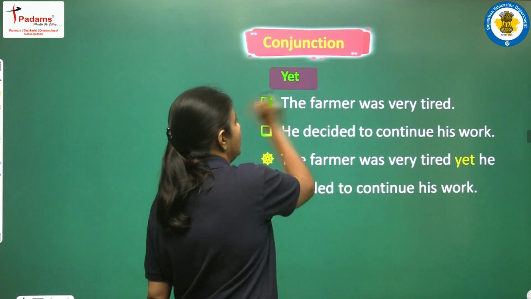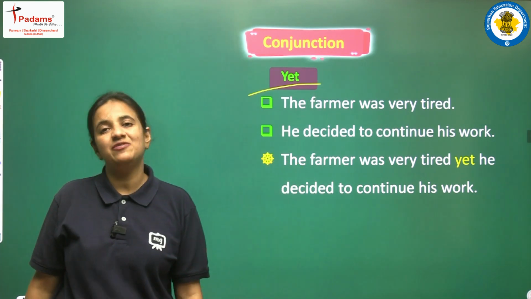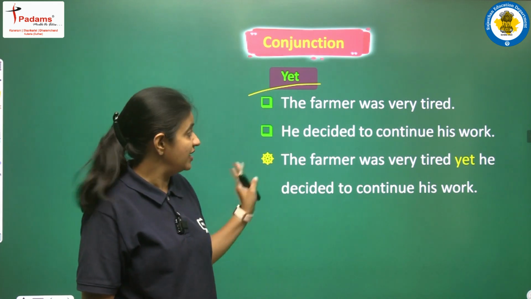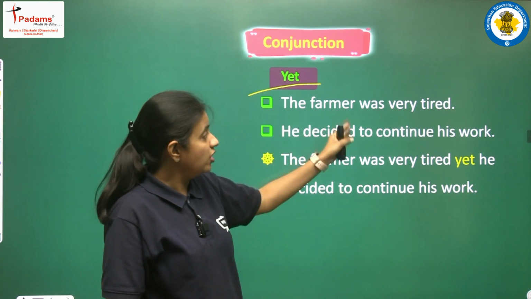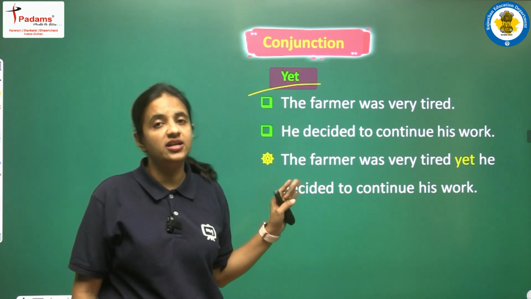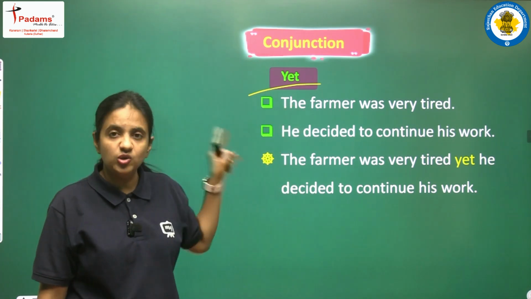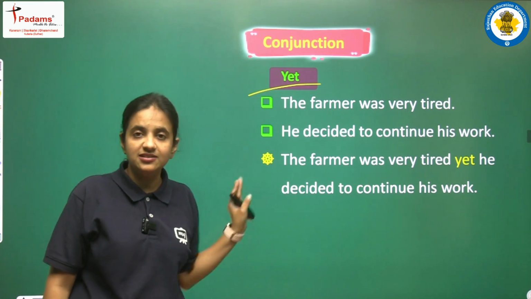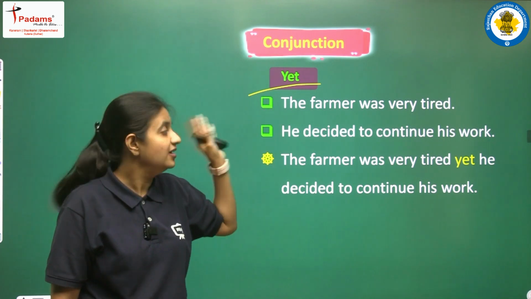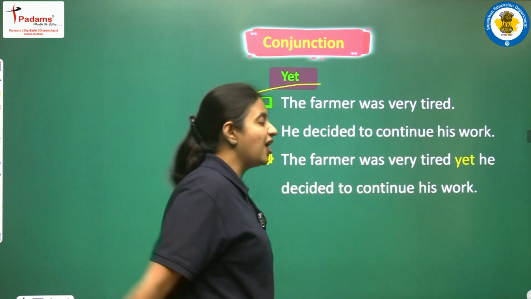Next conjunction we are having is yet. So let's see how we can use yet in a sentence. Again we are having two sentences here. Let's read. The farmer was very tired. He decided to continue his work. So again we are having two statements that are about one person. We are talking about the farmer here. So we have to use yet. Let's see how we can use it.